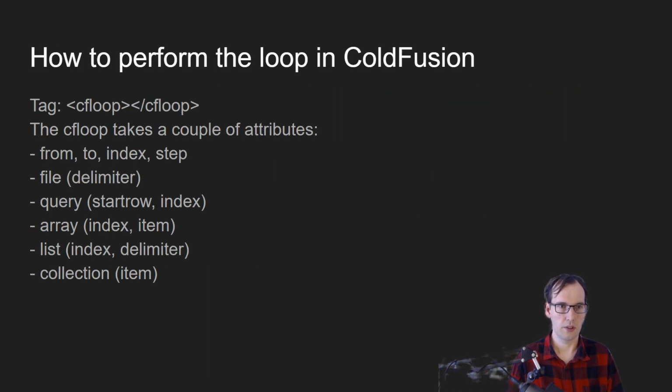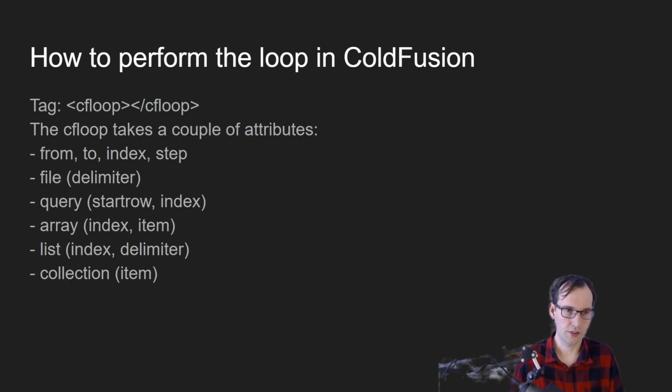So how to perform the loop in ColdFusion? You have the tag cfloop. It takes a couple of attributes. In the simplest form, when you're just going to iterate from 1 to 5, for example, you use the from and to attributes. From is 1 and to is 5, for example. Index is to be able to know which step you're at the moment, so you can read it out or use it for functions. And step is then how much it should increment each time. For example, +1 or +2.